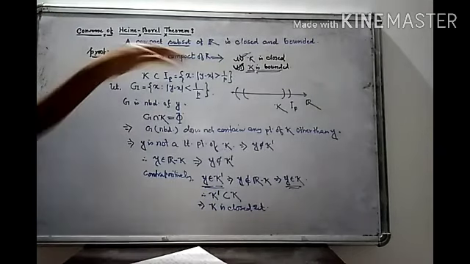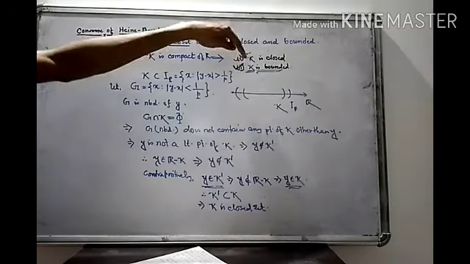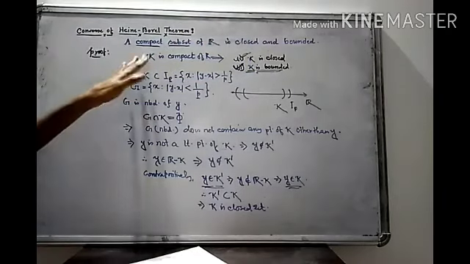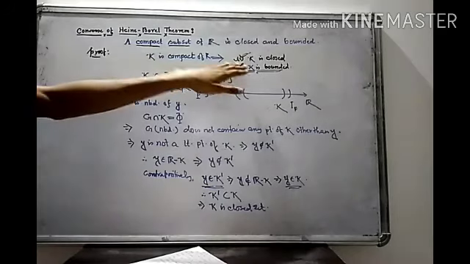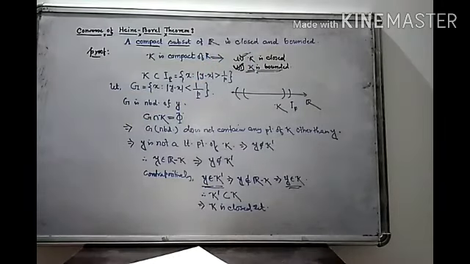So in the first part we already proved that K is bounded, and in this part we proved that K is closed. That means if K is a compact set, then K is closed as well as K is bounded. Okay.